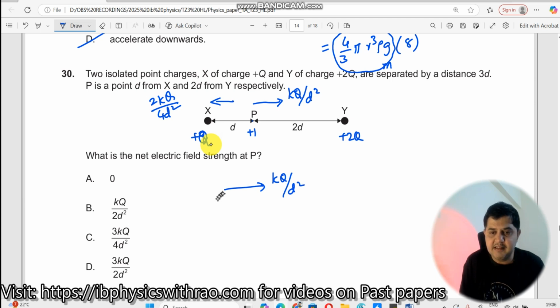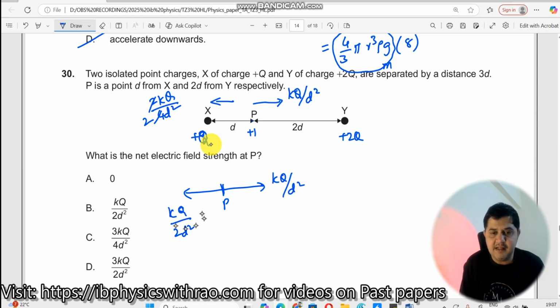We have another field acting, this is the point P, which is kq divided by 2d square. I have simplified it to kq by 2d square. And as a result, now you see kq by d square and kq by 2d square.